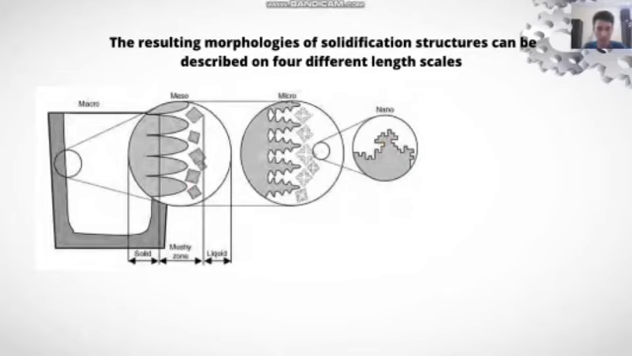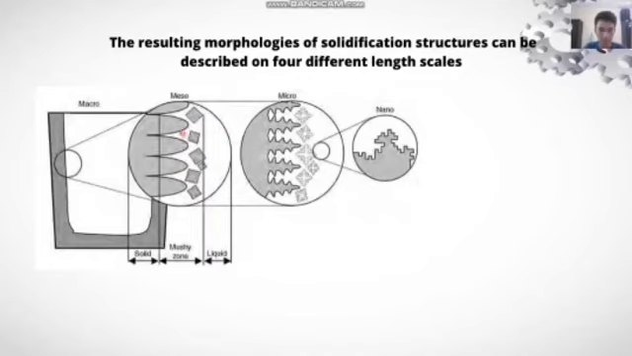Macro scale structure is a length scale on the order of 1 millimeter up to 1 meter. Elements of the macro scale include shrinkage cavity, macro segregation, cracks, surface roughness or finish, and casting dimensions.